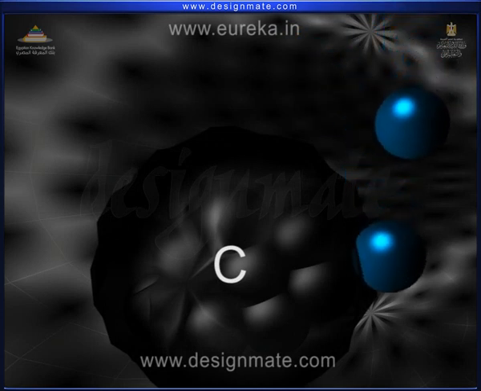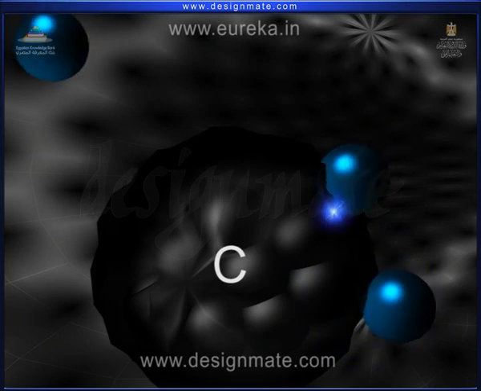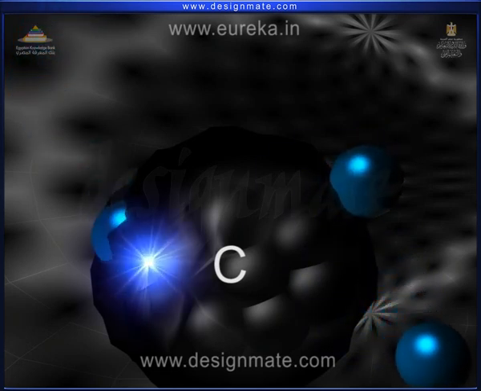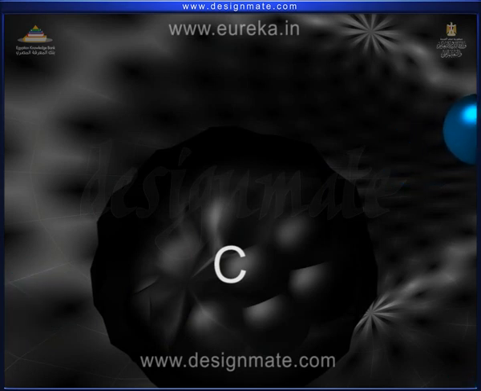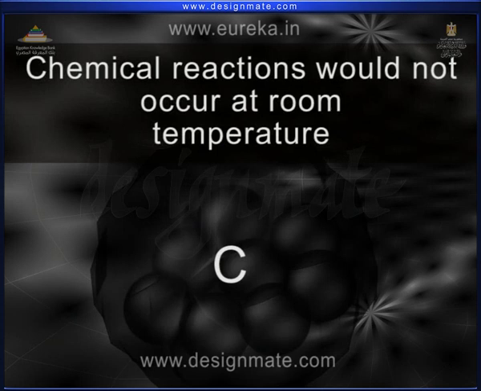Carbon will not burn in air merely due to the collision between the oxygen molecules of air and carbon particles. In other words, chemical reactions would not occur at a fast rate at room temperature.